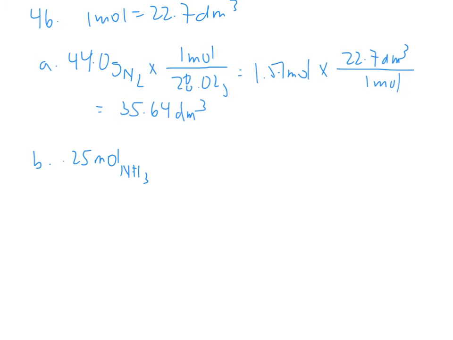Part B, it's in moles, 0.25 moles, so it really doesn't matter what kind of gas it is, because I know that any gas at STP is going to occupy 22.7 liters per mole. So times the 0.25 moles, 5.7, going with my sig figs here, decimeters cubed of gas.